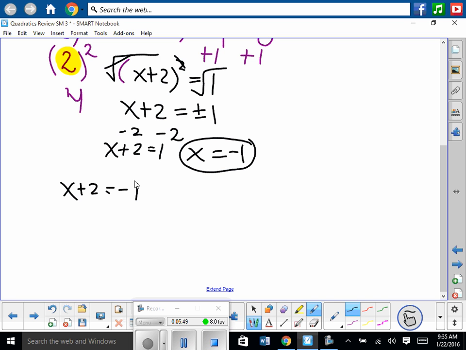Quadratics always have 2. We know that. The highest degree is the number of solutions it has. And then from here, we'll solve for x as well. Subtract 2, subtract 2. X is equal to negative 3. There's our 2 solutions to our quadratic.